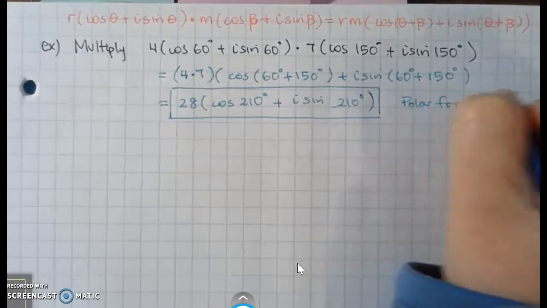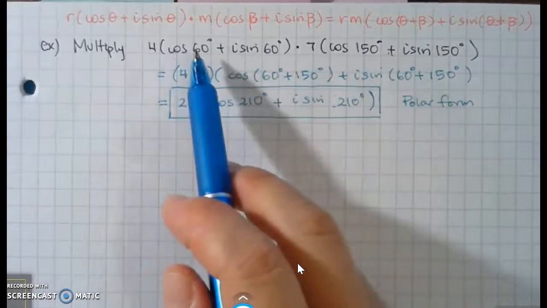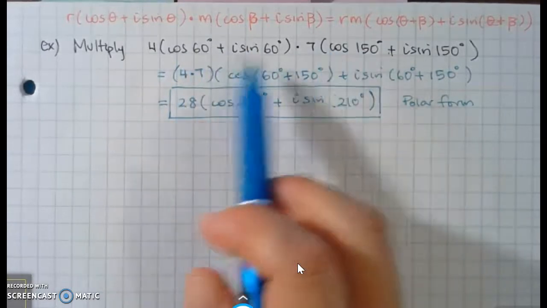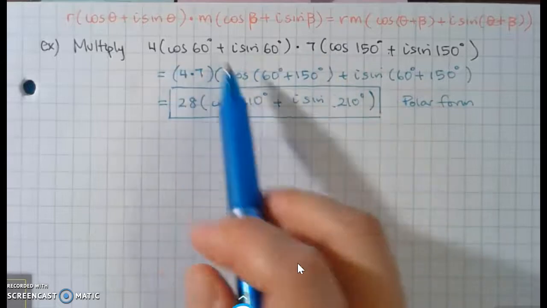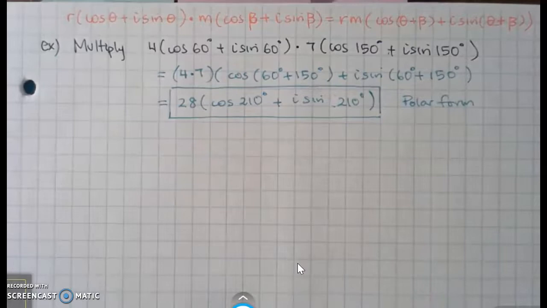And this is the beauty of the polar form. The complex numbers in polar form is that when you're multiplying two complex numbers in polar form, the math is so much easier than the complex number in rectangular form.